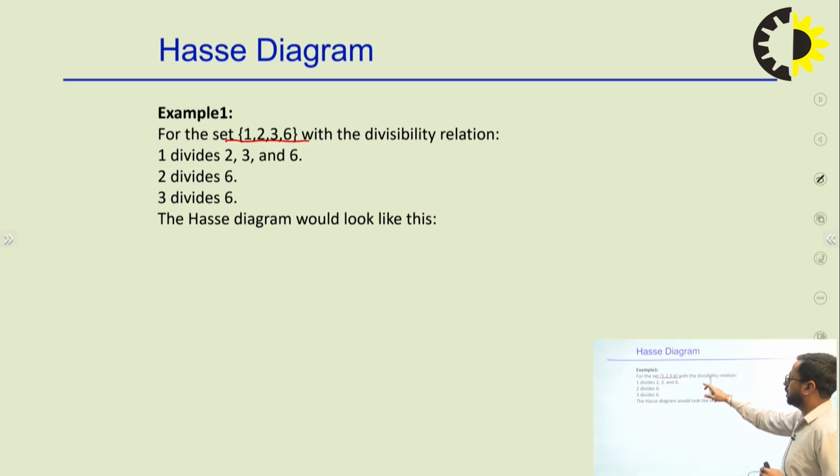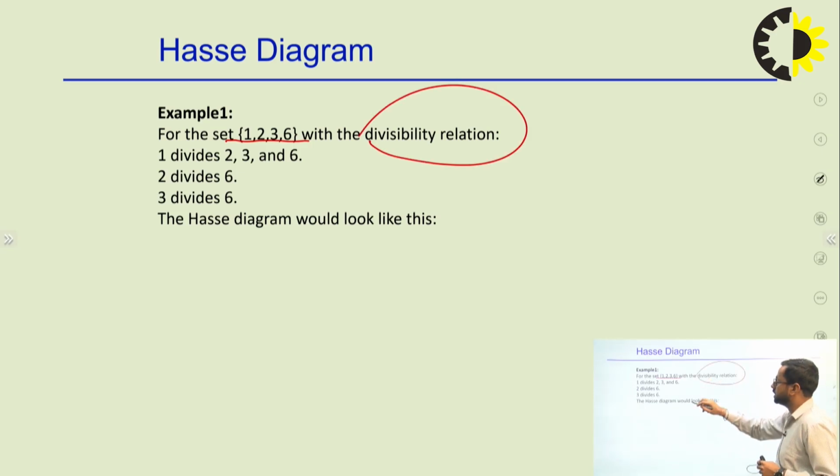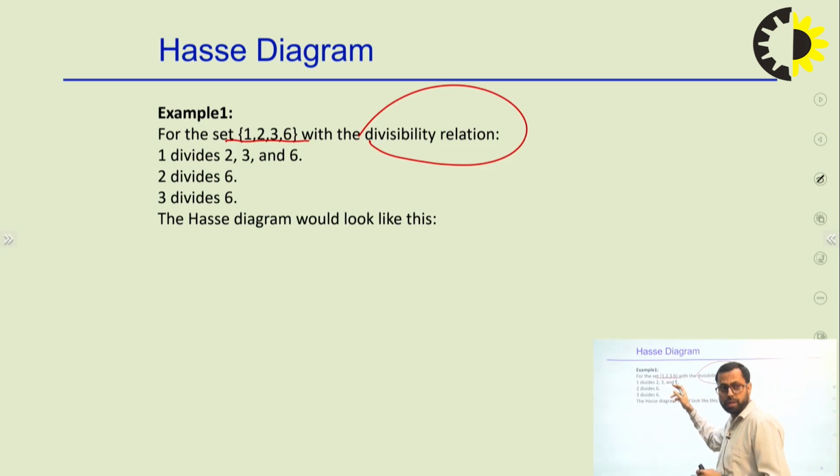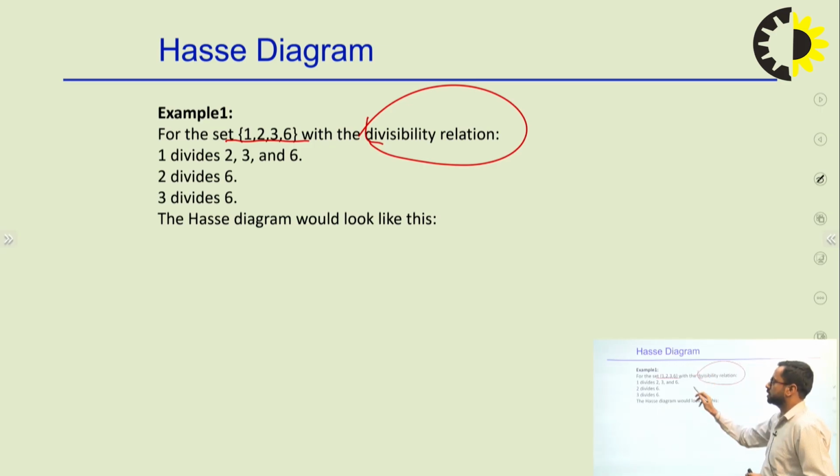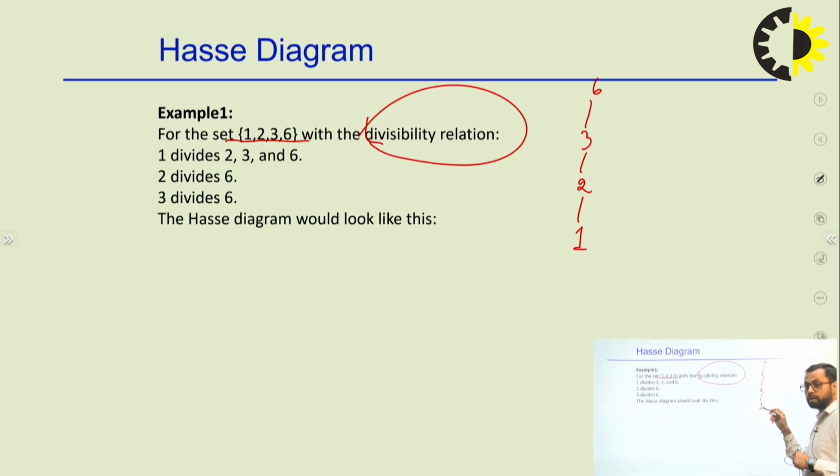If the relation is not mentioned, meaning how 1 is connected to 2, 3, 6, by default we take the divisibility relation. In that case, the lowest element is 1, and we know that 1 divides the others. Then we use 2, then 3, and then 6. 2 comes in the multiples of 1 and also 3.